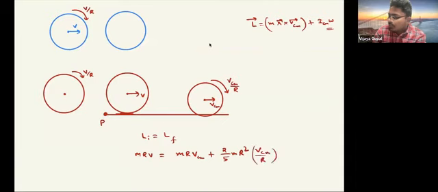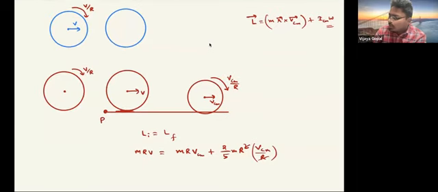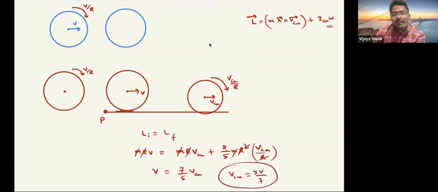So tell me from here, can I find VCM or not? What is the VCM I'll be getting from here? MR, MR, MR will get cancelled. That means V equal to VCM plus 2 by 5 VCM. How much will you be getting? 7 by 5 VCM. So therefore, VCM equals 5V by 7. Once we get VCM, can I get omega or not? Omega is VCM by R, which means 5V by 7R.